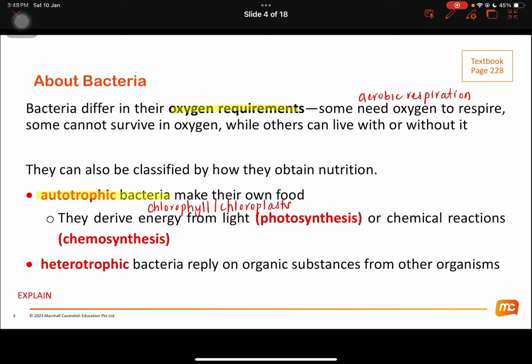Another group of bacteria are unable to make their own food, and they are known as heterotrophic bacteria. These bacteria rely on organic substances found in or on other organisms. So, for example, bacteria that are decomposers rely on carbon that can be found in decomposing or dead organisms.